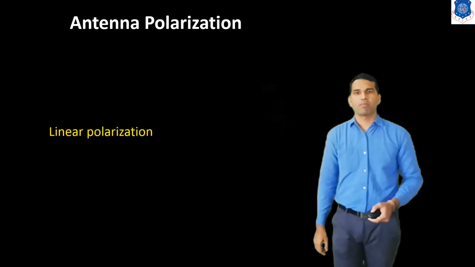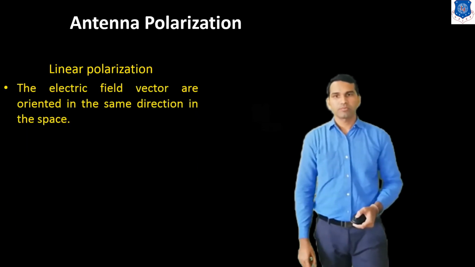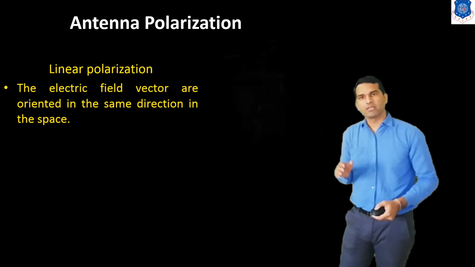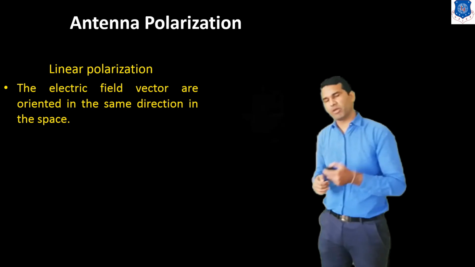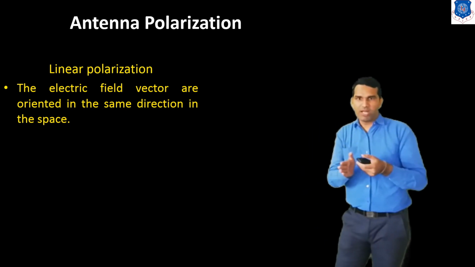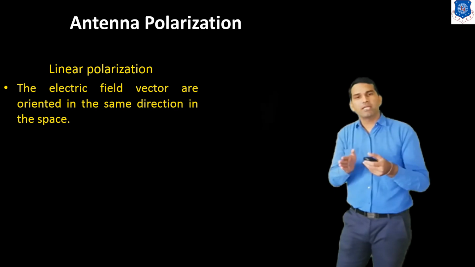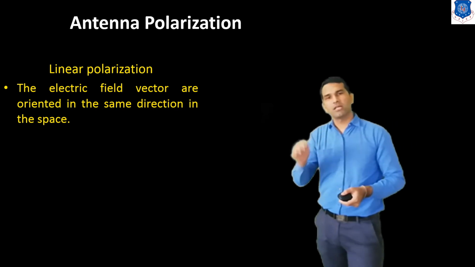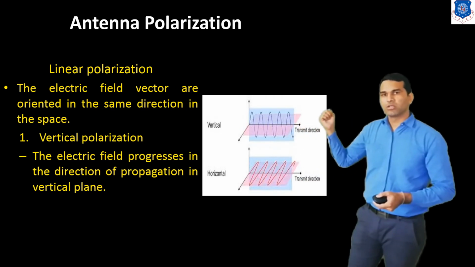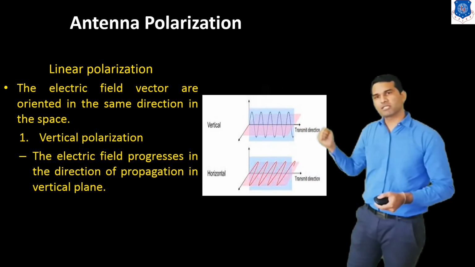First we discuss linear polarization. In this polarization, the electric field vectors are oriented in the same direction in space. Here we can see the figure for the linear polarization.